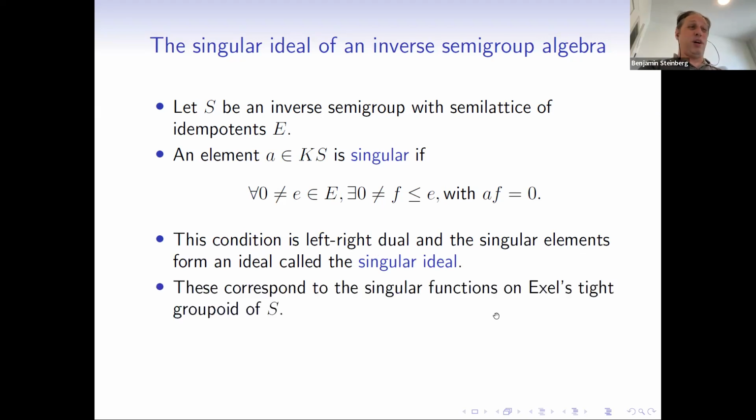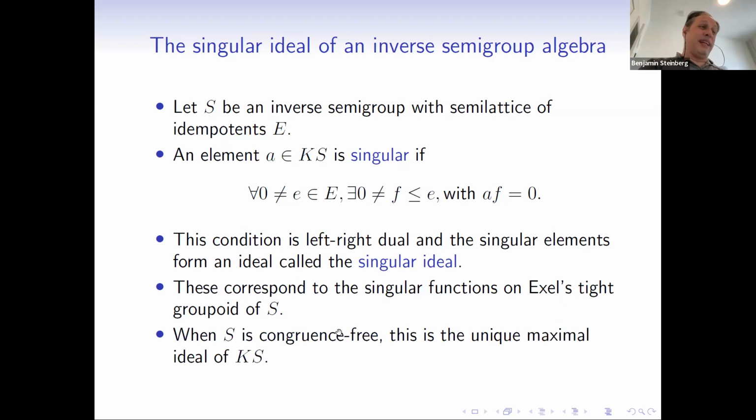And this just corresponds to the singular functions on Exel's tight groupoid for S. You can prove that these are precisely the linear combinations of the singular functions. But this is a very simple algebraic definition. There's no topology here anymore, right? We're just saying an element is singular if no matter how small an idempotent you choose, as long as it's not zero, you can find a smaller non-zero idempotent which annihilates it on whichever side you like. And it turns out when S is a congruence free inverse semigroup, then this is the unique maximal ideal of the inverse semigroup algebra.